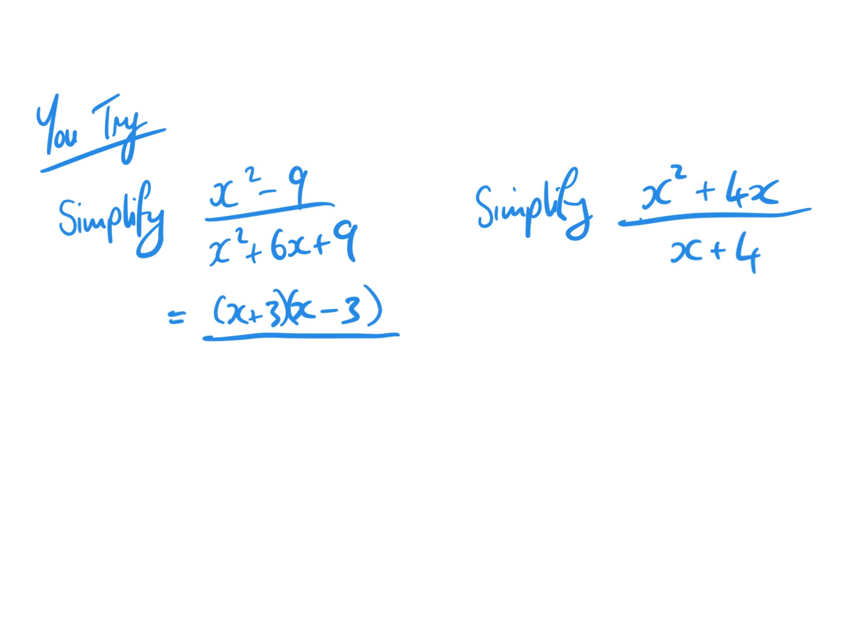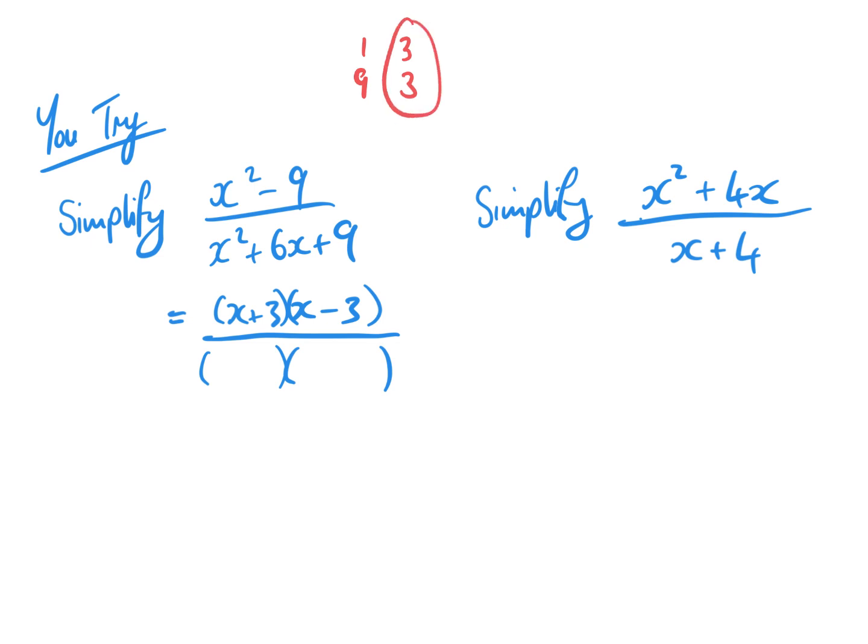At the bottom here, we have to go through the checklist again. Is there a common factor? No. Is there a difference of squares? No. Is it a trinomial? Yes. And in this case, what you should have written down is a factor pair of 9 with a sum of 6. So factor pairs of 9, let's put them up at the top. It's 1 times 9 or 3 times 3. That's the one that has the sum of 6.